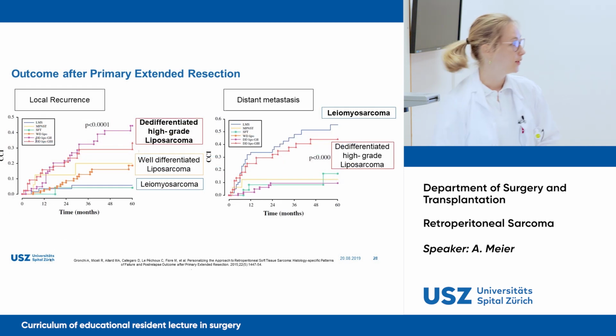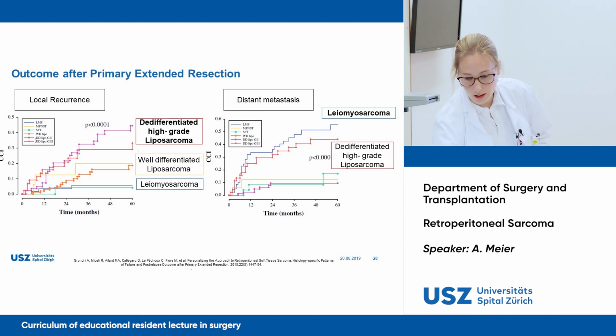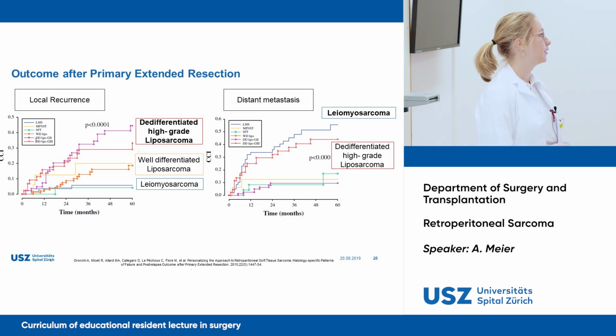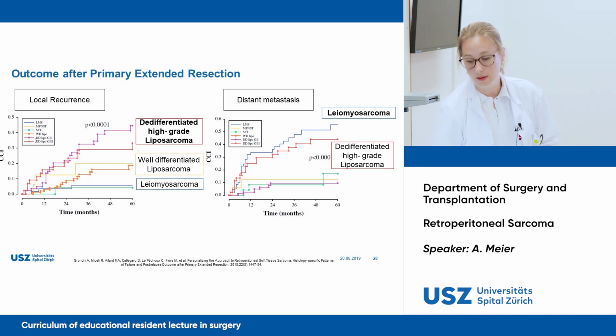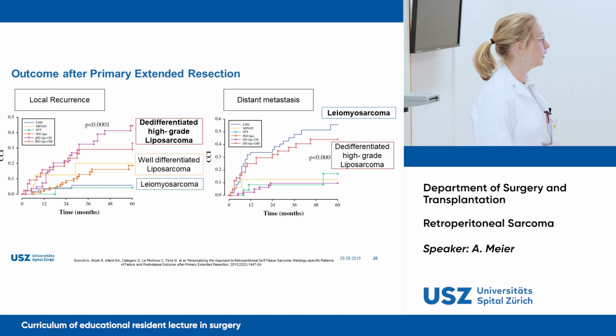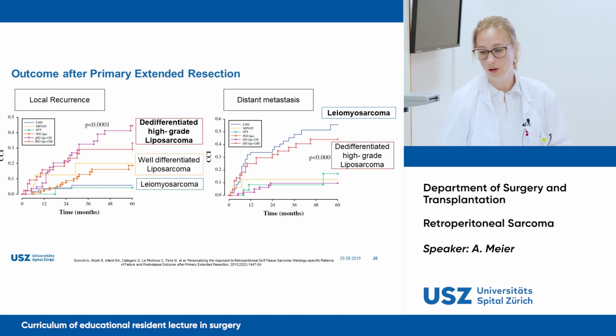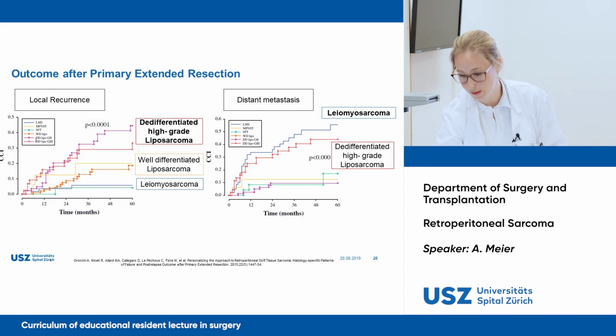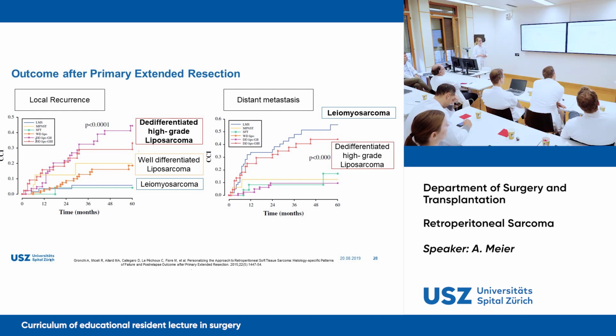Looking at the same entities for local recurrence, you see that the dedifferentiated high-grade liposarcomas recur more often. The well-differentiated liposarcoma is next, so both liposarcomas have a local recurrence more often than the leiomyosarcoma. They don't recur that often in the same place. As for distant metastases, the leiomyosarcoma is the one most known for distant metastasis. Then there is the dedifferentiated high-grade liposarcoma. And there is no metastasis for the well-differentiated liposarcoma, as I told you before.